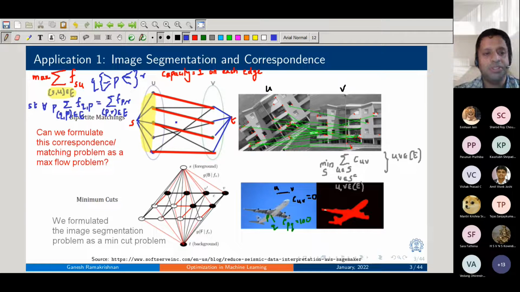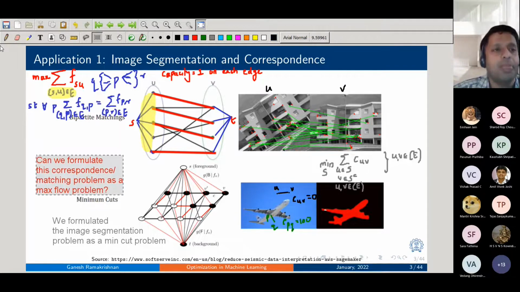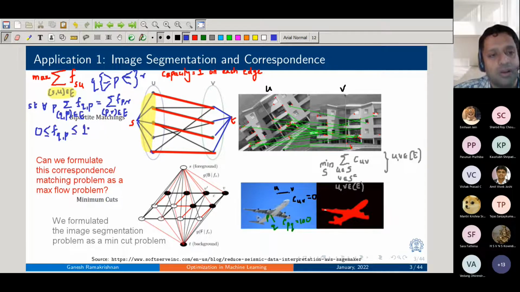Any questions? Oh yeah, we'll further also have these constraints that F, E and any F P Q P should be greater than or equal to 0 and less than or equal to 1.